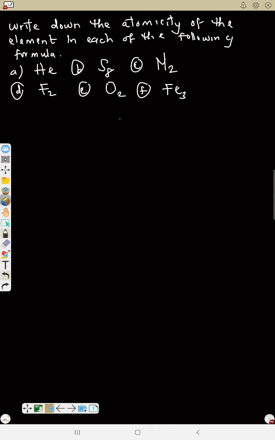Now for the first one, A, He, what is the atomicity here? The number of atoms present here is 1 because the subscript is 1. That means the atomicity here is 1. Now B, S8. How many sulfur do you have here? We have 8. So its atomicity is 8. C, N2. What is the atomicity here? I have 2 atoms of nitrogen. So its atomicity is 2.